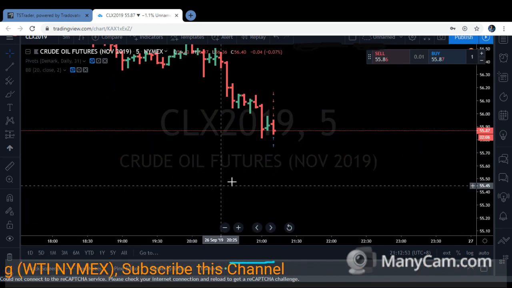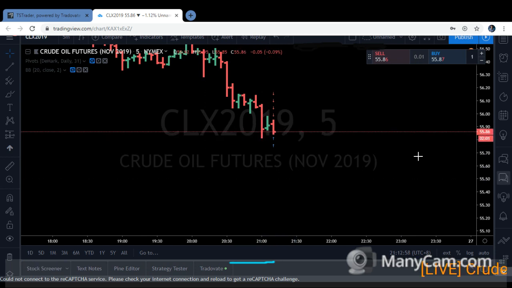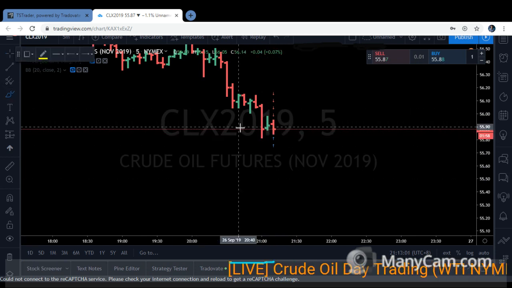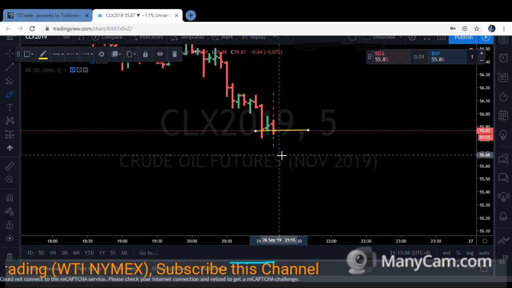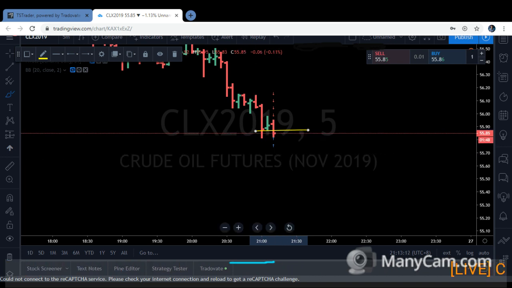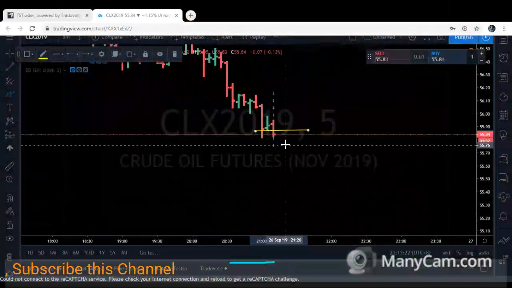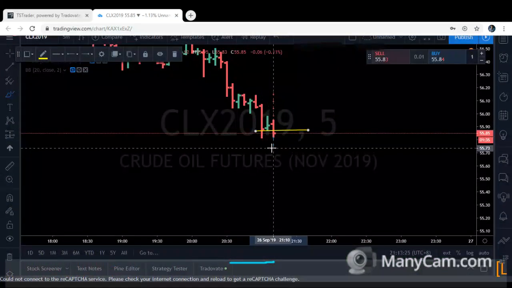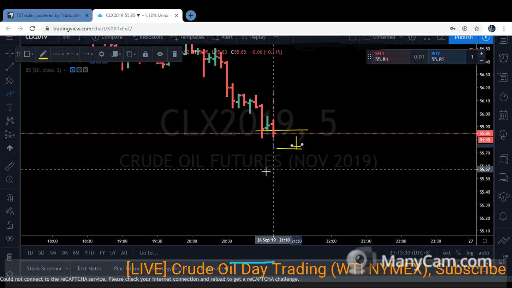I have enough profit for today, 860 US dollars. The next entry should be at 55.87, somewhere here, and I'm expecting a quick TP maybe around 56. Sorry, the signal is 55.73. It's not far, just around here. It will be a quick one, because this is scalping, and hopefully the market bursts further down.